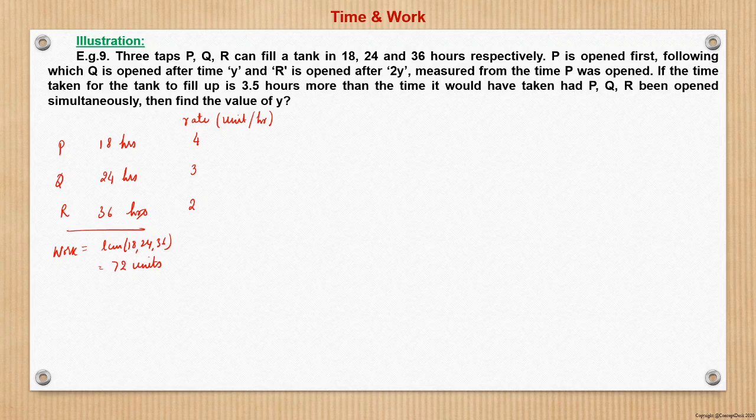Now P is opened first, following which Q is opened after time Y and R is opened after time 2Y. And it is given that the time taken for the tank to fill up, in the manner in which it has been given, the pattern, is 3.5 hours more than the time it would have taken had P, Q, R been opened simultaneously. So now what is the time taken?